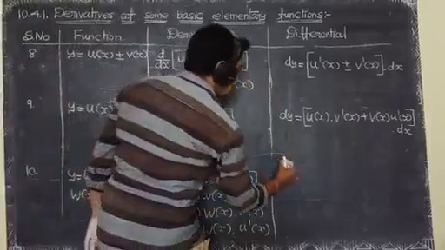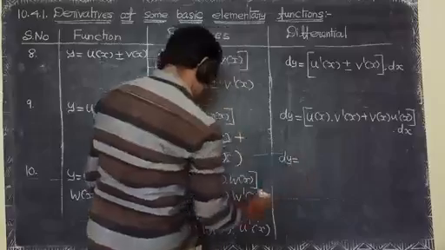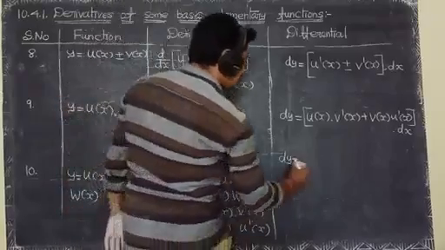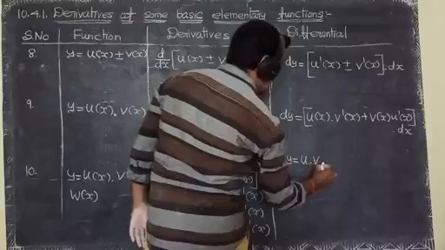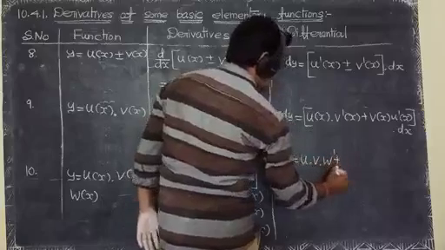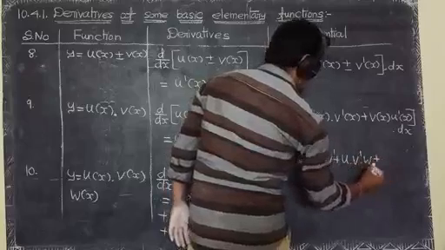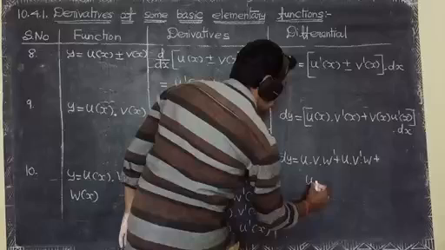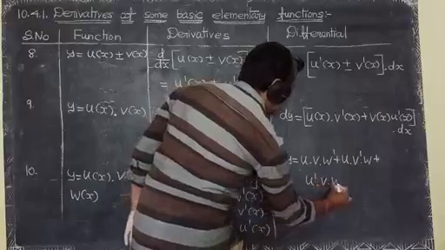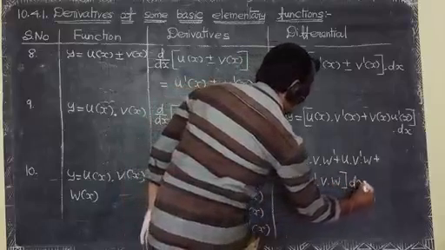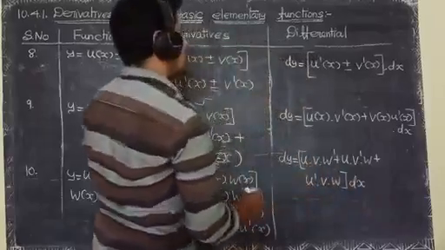Therefore the differential dy is equal to u into v into w dash plus u into v dash into w plus u dash into v into w into dx. This is the differential.